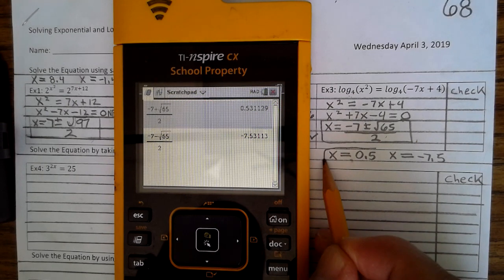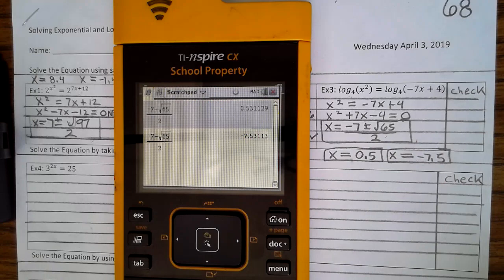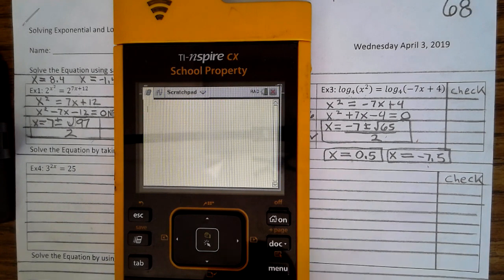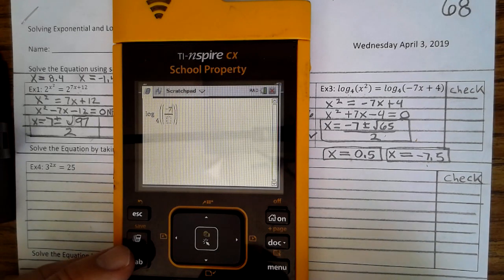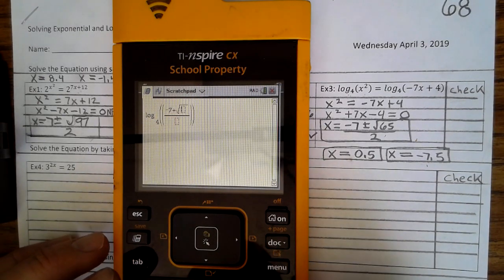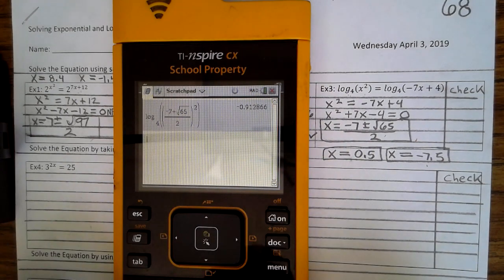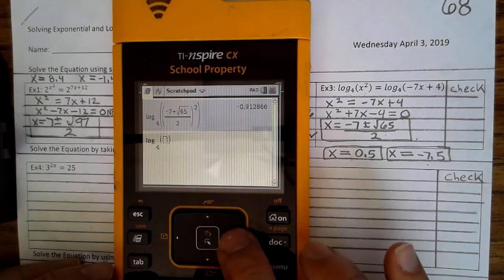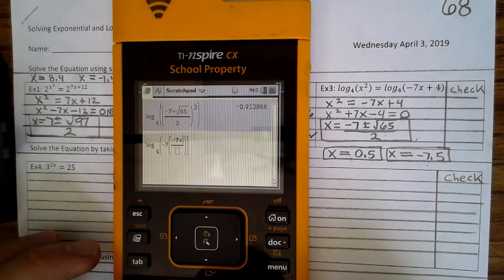Okay, so now we're going to check. But remember, we can't put the decimals in. We have to actually put this into the original problem. So it gets a little messy. Let's go and do it. So control log base 4 of parentheses control divide negative 7 plus control square root of 65 divided by 2, and that's squared. And then control log base 4 of negative 7 parentheses control divide negative 7 plus control square root of 65 divided by 2 plus 4.